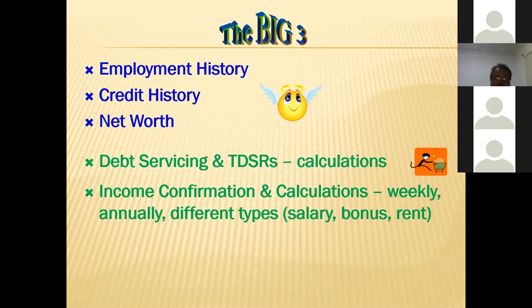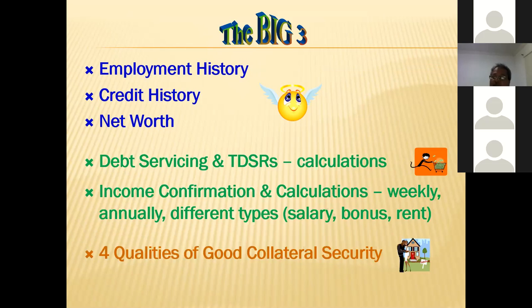And then thirdly, the key to insurance or collateral is the 4 qualities of good collateral. Okay. All right, so let's look at our chart on the top of page 38 in a little bit more detail.